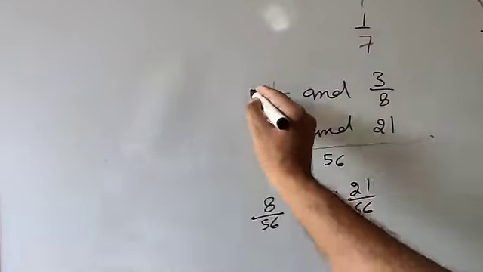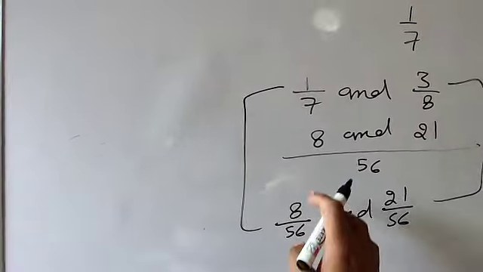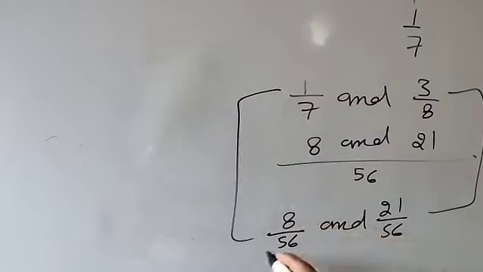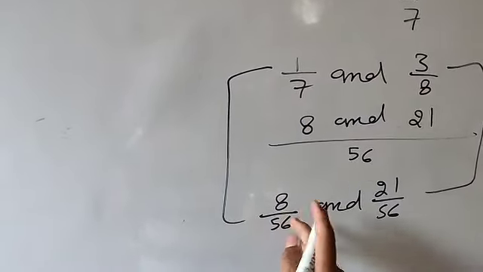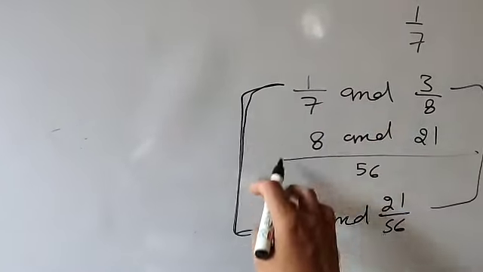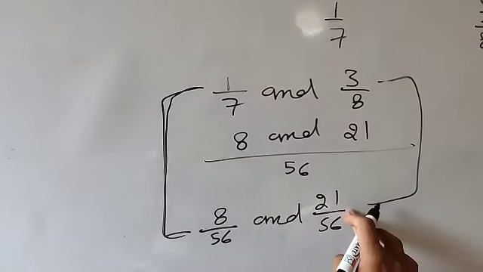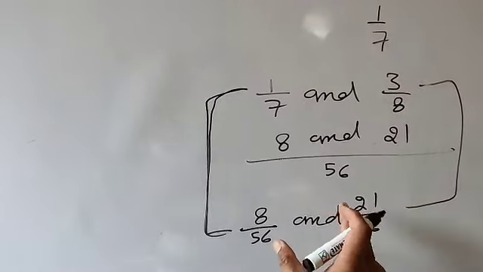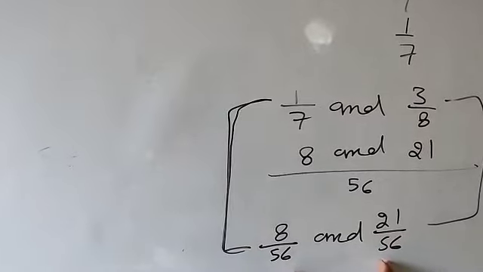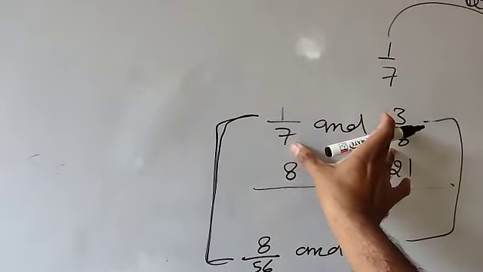Now students, compare both the numbers. 8 upon 56 is equivalent to 1 by 7. 8 times 1 is 8, 8 times 7 is 56. Again you will get 1 by 7. It means both these numbers are equal. 1 by 7 is equivalent to 8 by 56. In the same way 3 by 8 and 21 by 56 are equivalent. So whatever number exists between 8 by 56 and 21 by 56 will also exist between 1 by 7 and 3 by 8.